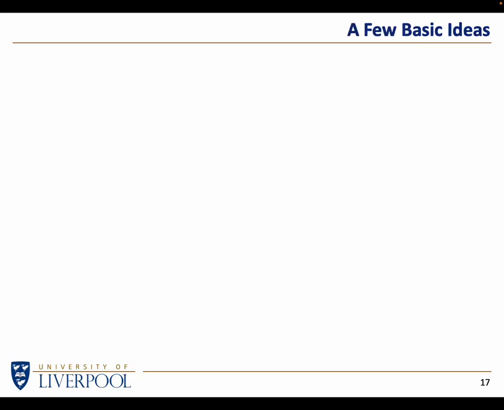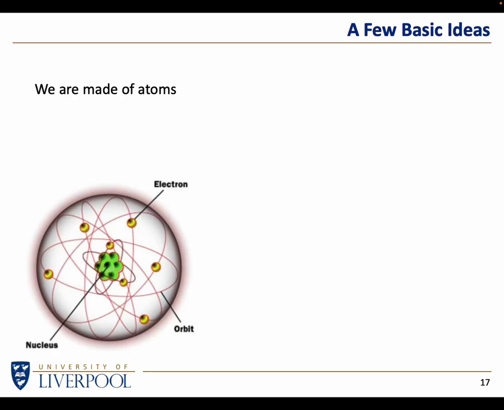So first off, let's make sure that we understand a few basic ideas before we start asking really deep questions like what was happening in the universe. Firstly, I hope everybody is happy with that statement: we are made of atoms. Okay, an atom is a nucleus of positively charged particles.